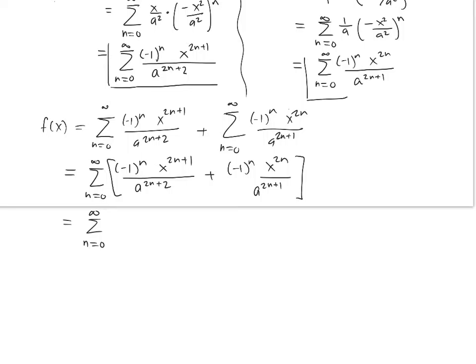What's the obvious thing they have in common? Negative 1 to the n. There is something else, or actually many something else. X to what power? Negative 1 to the n, x to the 2n. Okay, great. How about the a's? They actually have a to the 2n plus 1 in common.